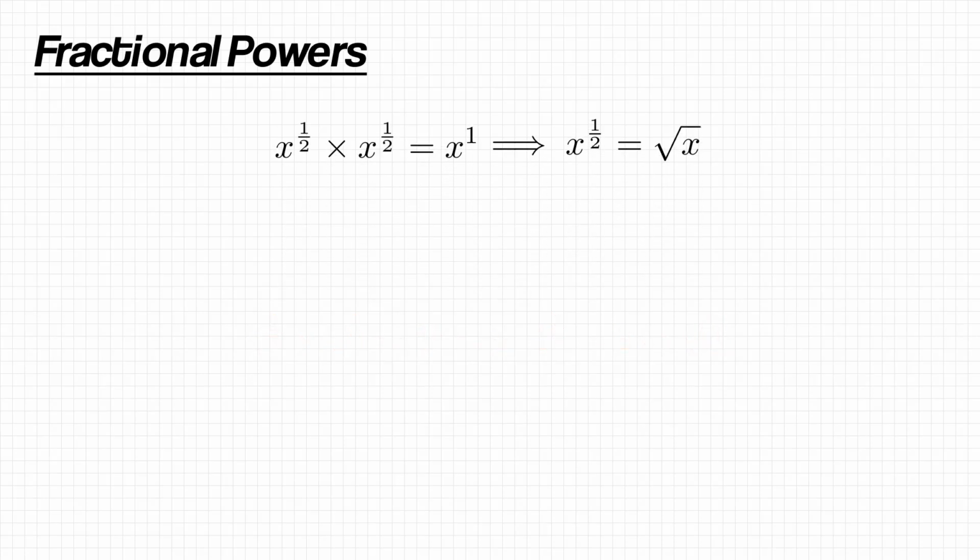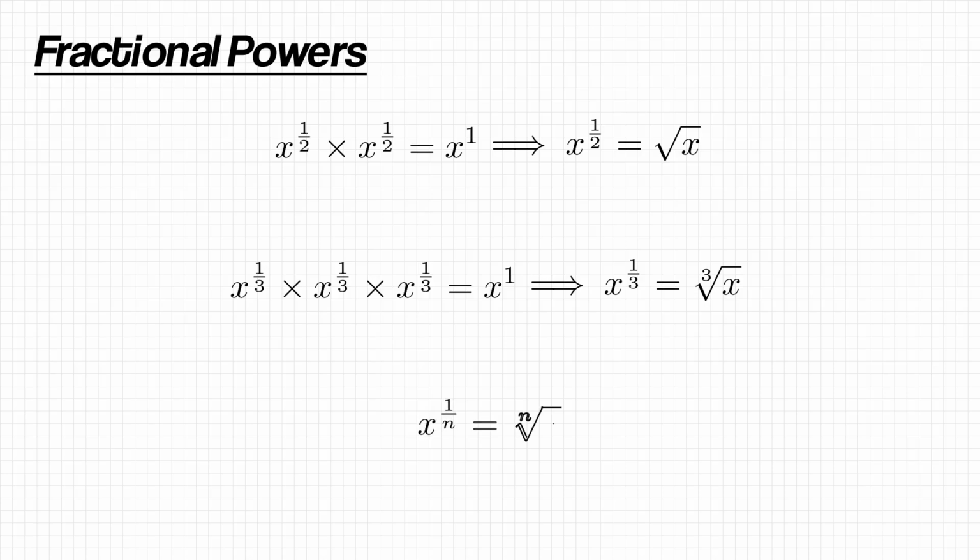Now let's consider 3 lots of x to the power of a third multiplied together. Again, using the multiplication rule, we now know this would be the same as x to the 1. Now we have 3 lots of the same thing multiplied together to give x to the 1. So x to the power of a third must correspond to the cube root of x. Generalizing this to x to the 1 over n gives the nth root of x.